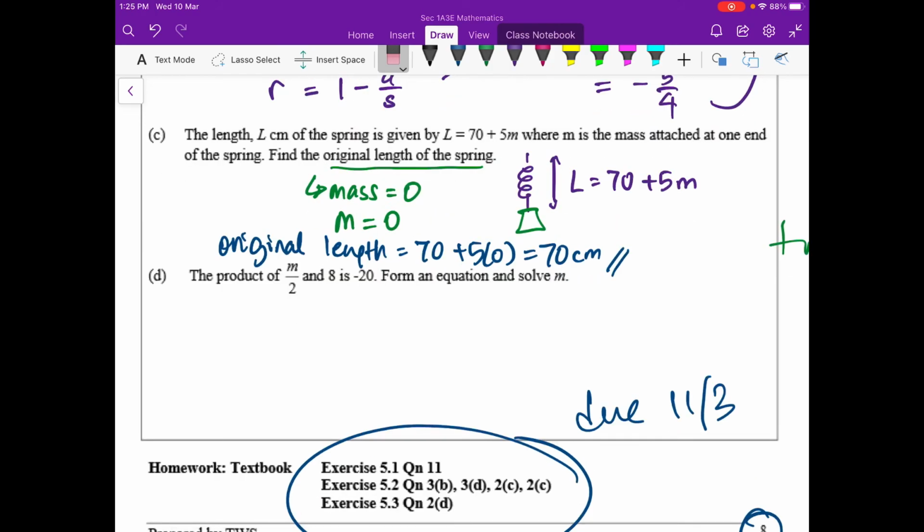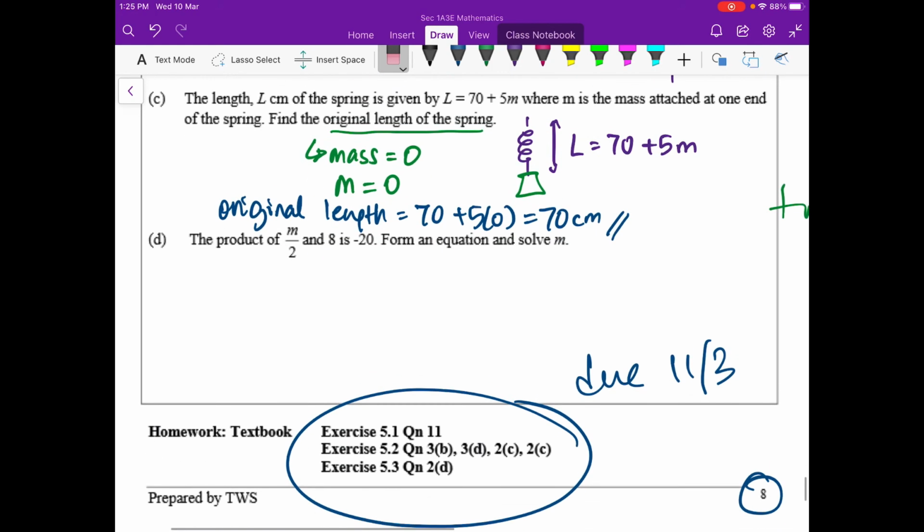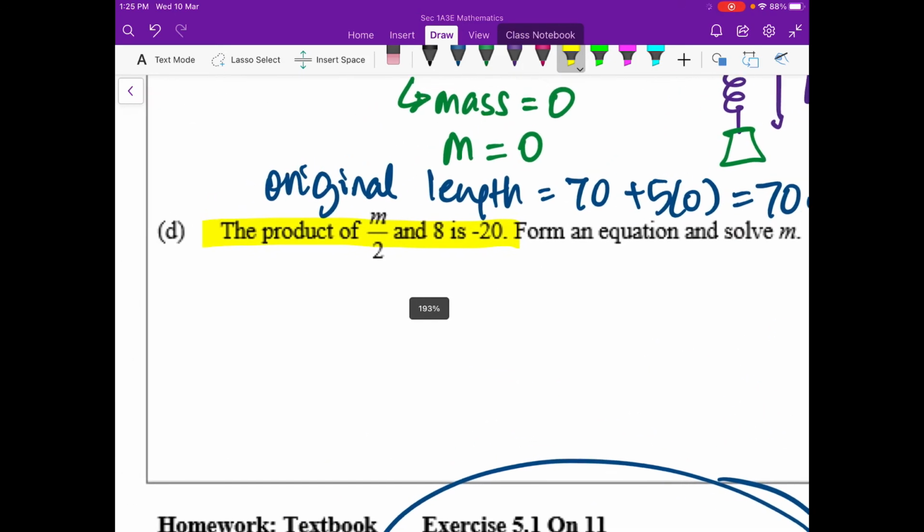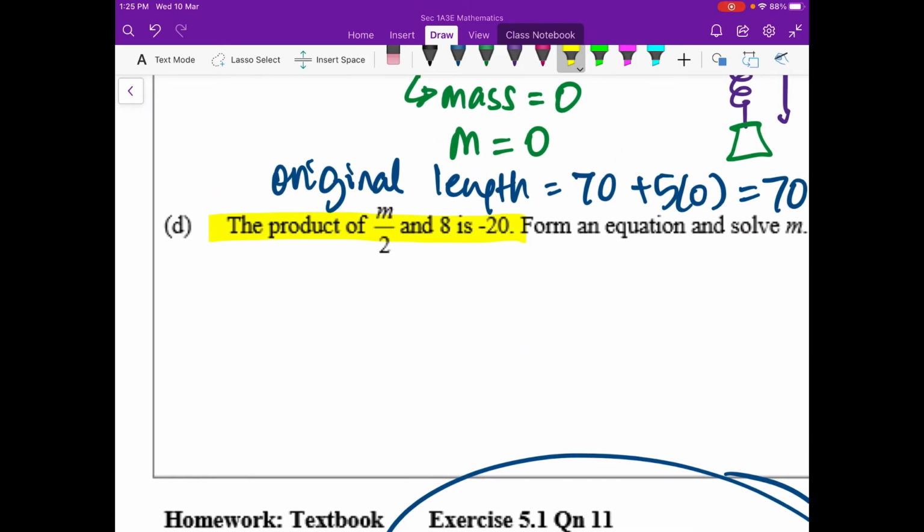Next one, the final homework question. The product of M over 2 and 8. What does the highlighted portion mean? M divided by 2 times 8. M over 2 times 8 equals to negative 20.